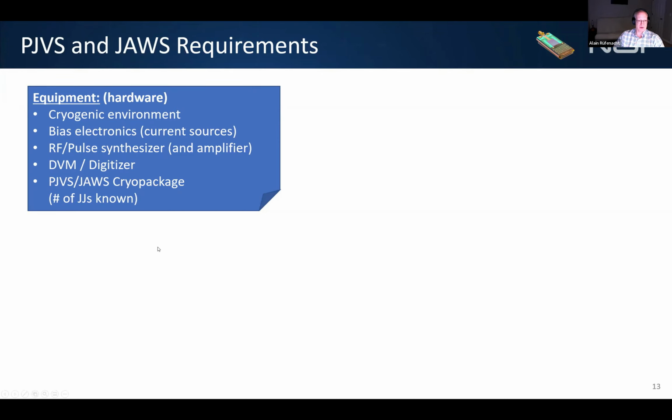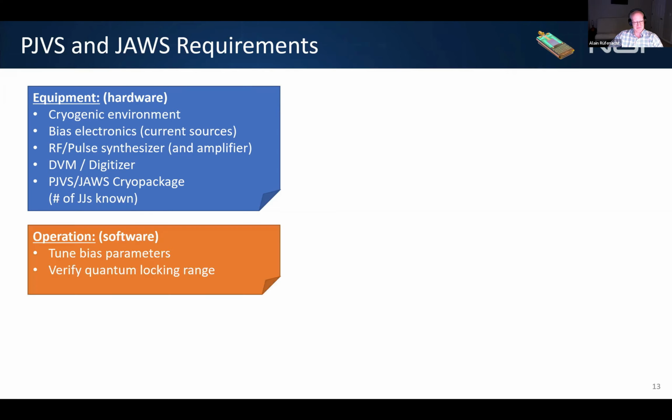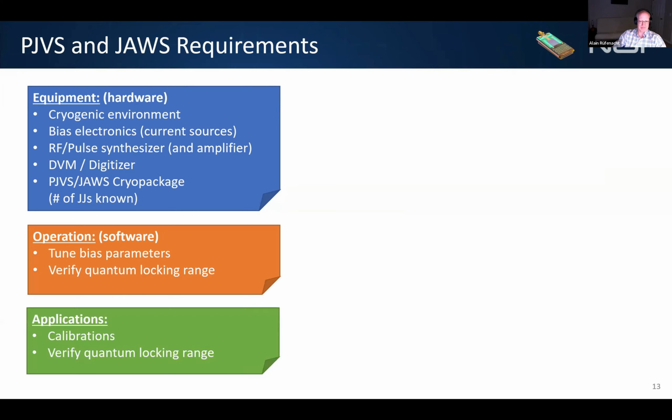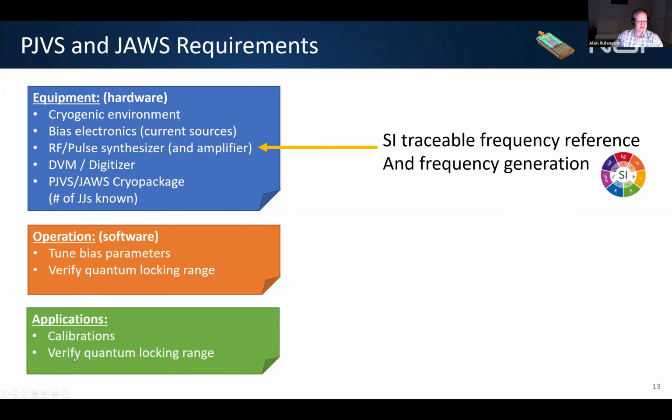It may be trivial, but if you want the actual voltage to be known, you need to know how many junctions you have on your device. So the junction count is very important in that case. The operation, which will be mostly done by software, is to tune those bias parameters and verify that you operate in the quantum regime. And finally, for the application, you want to run some calibration with your device. And also during that step, we want to verify the quantum locking range.